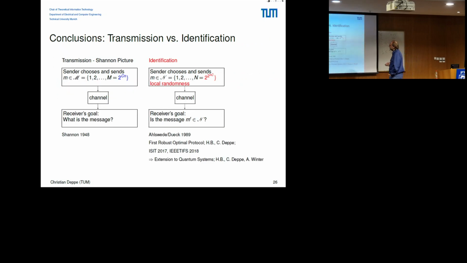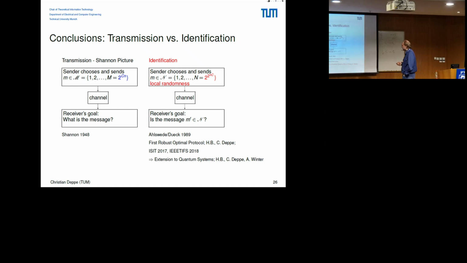So the conclusion, just summarizing: what I showed is the difference between the Shannon picture and identification. Of course here you got much more. Here you got the message, and here you have one message, and the goal is much weaker here. You just have one message and want to know, is this message in the message set? But you win a lot. You can have much more messages than in the Shannon picture.